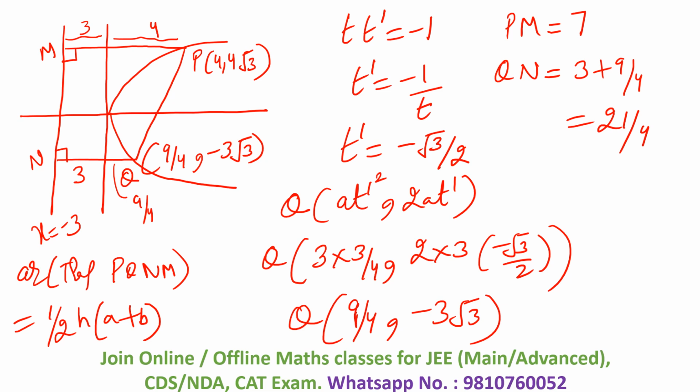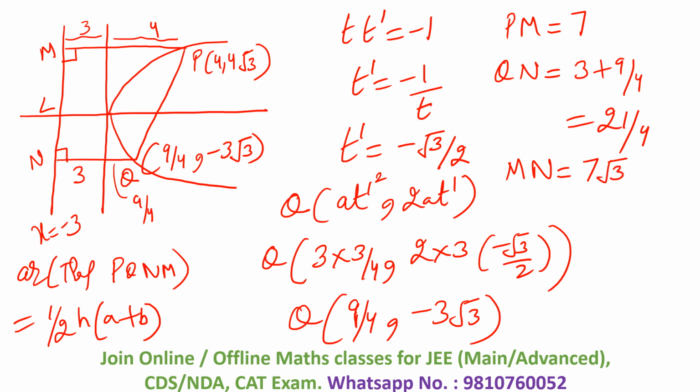Now, how to find the value of MN? Let me call this point L. Now students, the ordinate of M will be the same as the ordinate of the point P. Why? Because PM is parallel to the x-axis. So that means length LM will be 4 root 3. And similarly, I can say the length LN will be 3 root 3. So if I add both of them, the value of MN becomes 7 root 3.